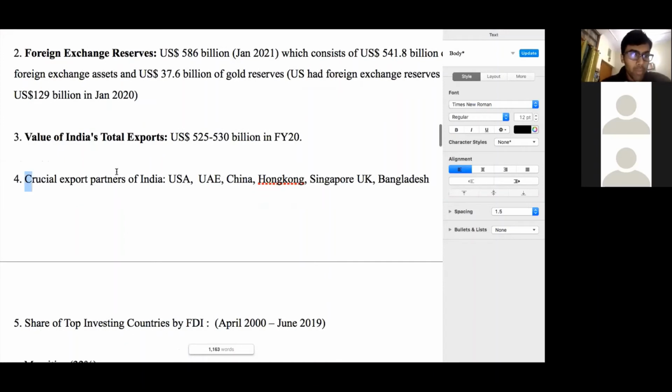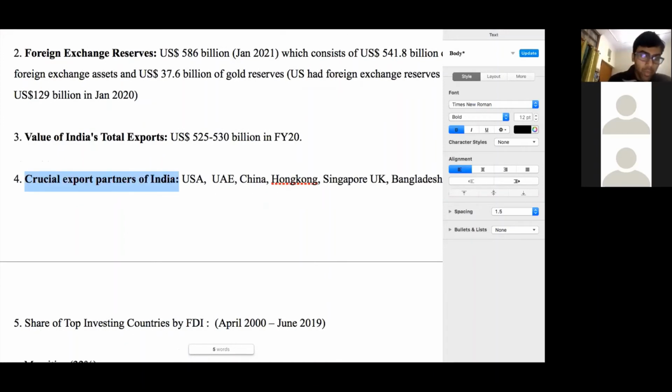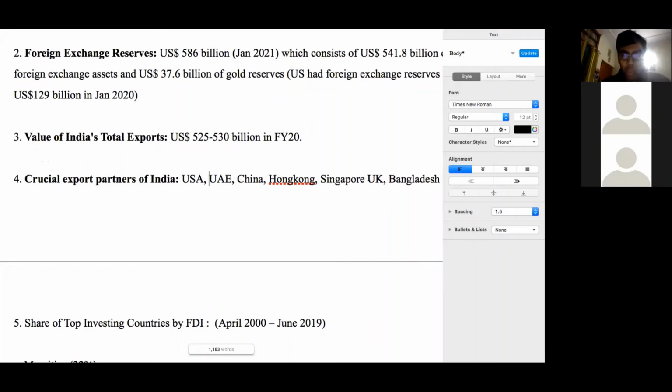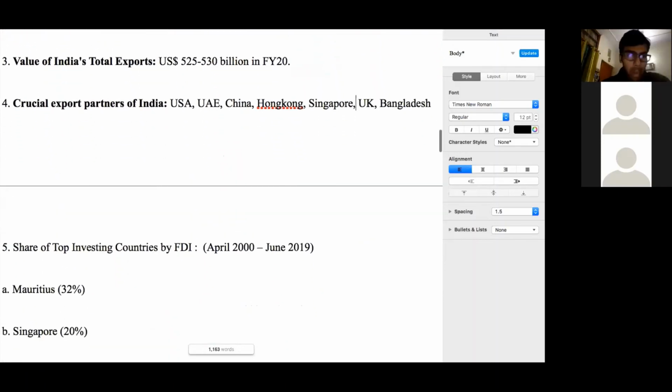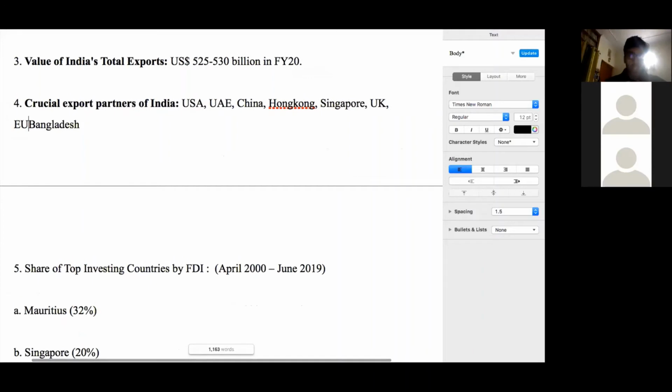So, crucial export partners of India, or rather I should say crucial export as well as import partners. But the reason I've written export is that these are the countries where India mostly exports. So these are US, UAE, China, Hong Kong, Singapore, UK, Bangladesh, etc. And we can also write here EU as a whole, but EU as a whole will become major, otherwise it's very small if we consider individual countries of the European Union.